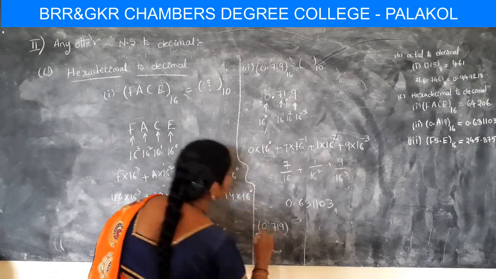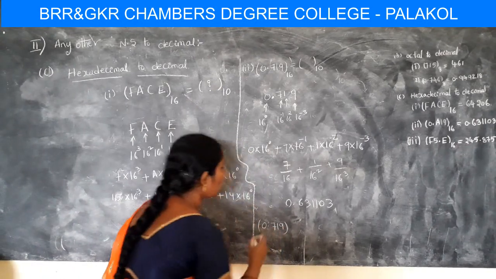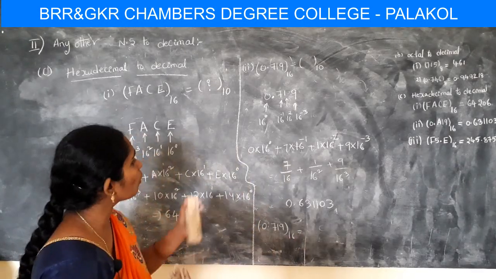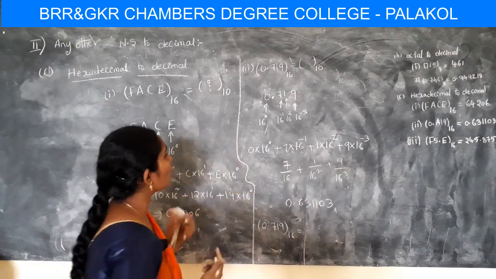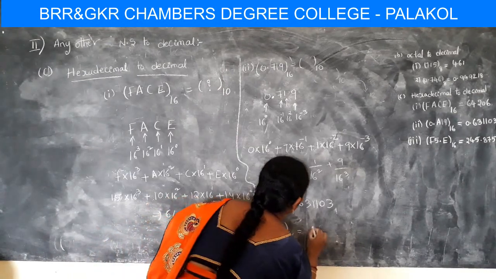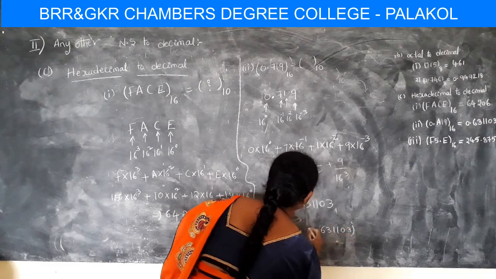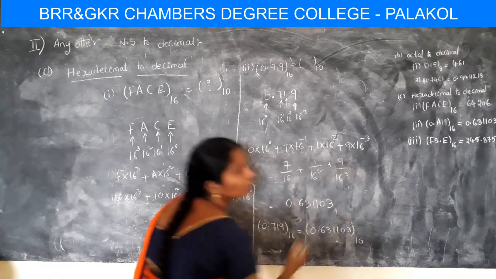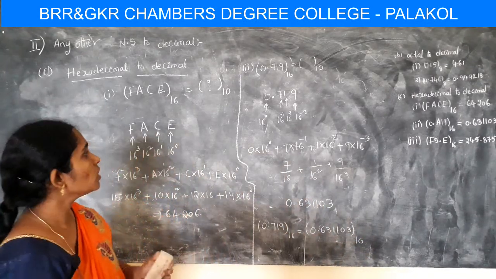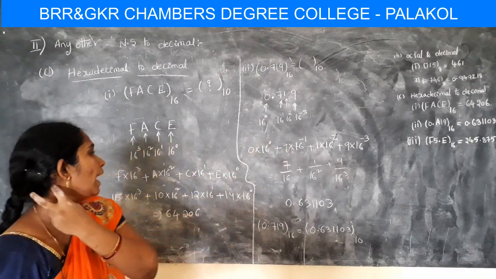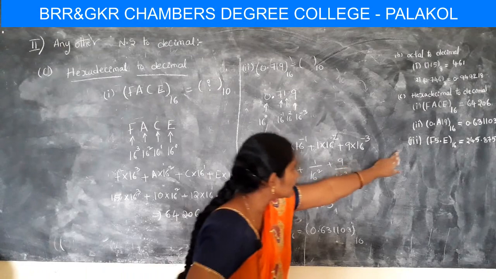And finally, how to write the answer: 0.719 is a hexadecimal value, and the corresponding decimal value is 0.631103 to the base 10. Okay, so likewise, this is the process we have to follow. And next we will take another example.